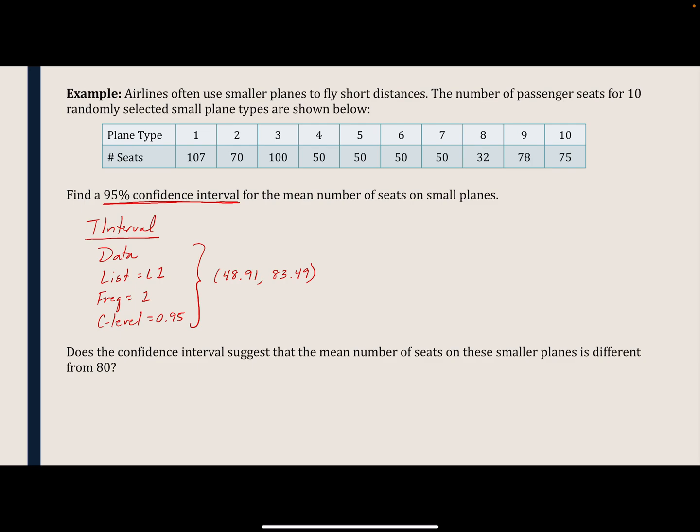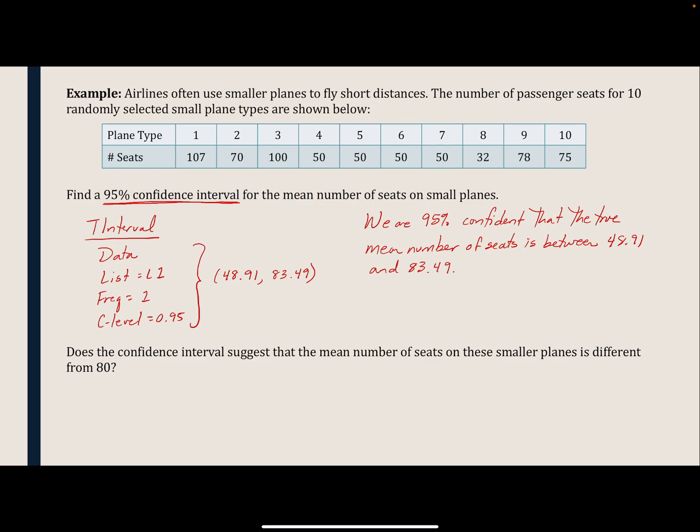So it's much harder to pin down that true population mean. So we would say that we are 95% confident that the true mean number of seats is between 48.91 and 83.49.